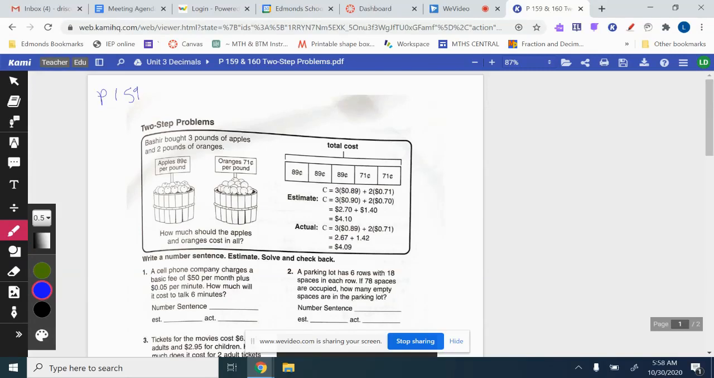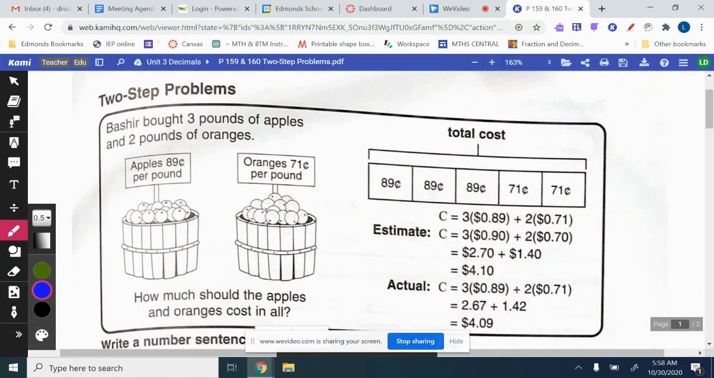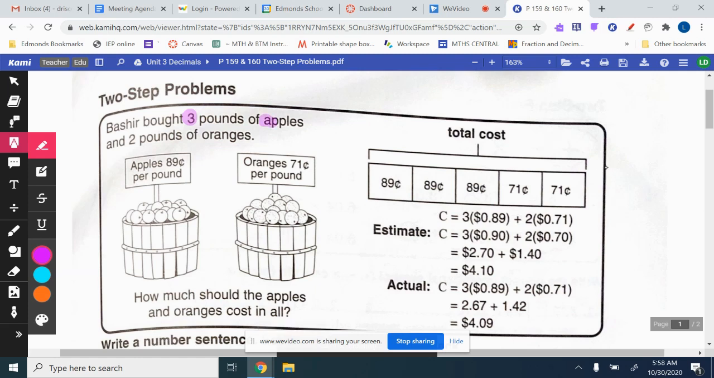Okay, today we're going to be working on story problems with what we have learned with decimals. So the first one they tell us is that this person bought 3 pounds of apples and 2 pounds of oranges. And the question is, how much should it cost in all? So we got to figure out what's going on. So if my apples cost 89 cents, I'm going to multiply that by 3. And if my oranges cost 71 cents, I'm going to multiply that by 2 and then add it.